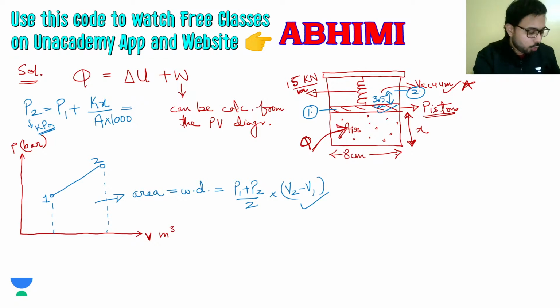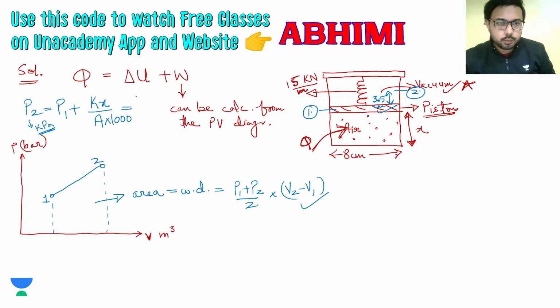So it is coming out as 104.44. That is the pressure increase due to the spring. So the total pressure will be P1 plus this 104.44, so it will be 404.44 kilopascal, your P2. So you know P2, you know P1, you know V1, V2 can be calculated.